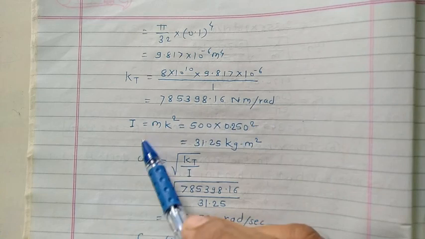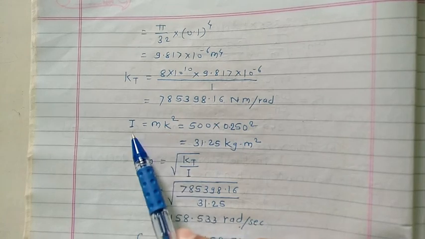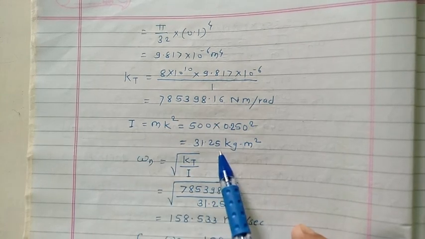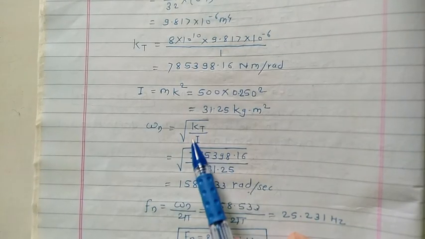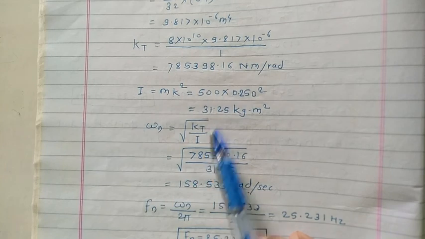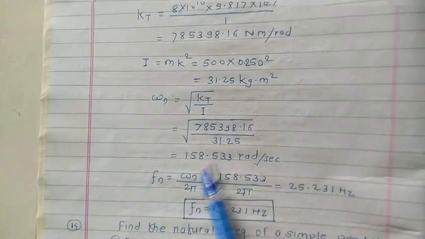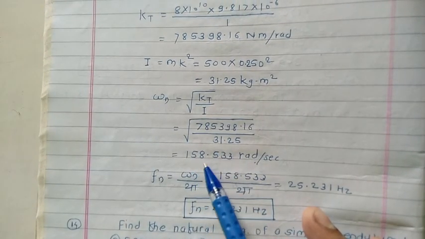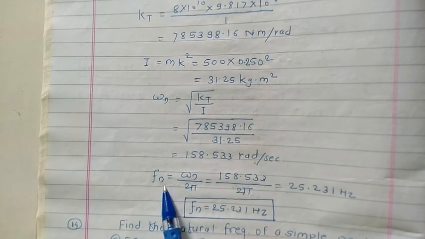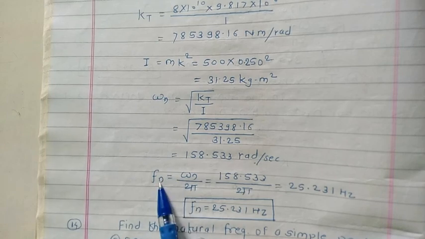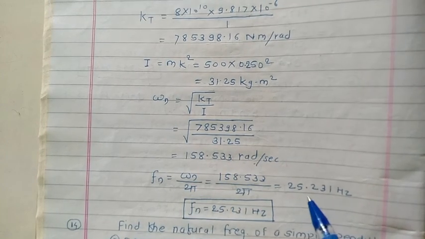What about I? I is nothing but mk squared. The radius of gyration is already given in the problem, so we get I as 31.5 kg meter squared. What about omega n? Omega n is nothing but the square root of kT by I. Both values are already with us, so omega n equals 158.533 radian per second. And we can get the frequency in terms of hertz by dividing this by 2 pi, which gives 25.231 hertz.